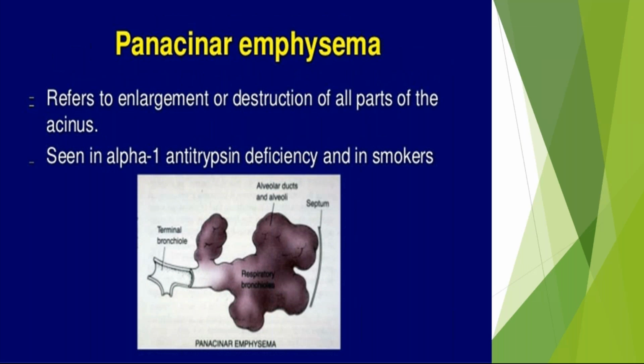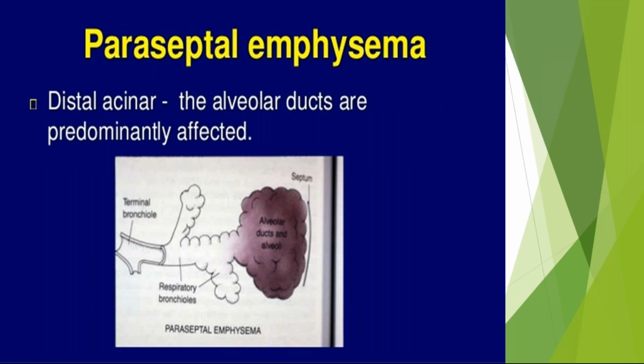Coming to panacinar, this is the enlargement or destruction of all parts of the acinus. This is most commonly due to alpha-1 antitrypsin deficiency and in smokers. This is the picture showing the terminal bronchiole, respiratory bronchiole, alveolar ducts, alveoli, and septum. In panacinar, there will be enlargement of all parts of the acinus. And coming to the paraseptal variety, it is also known as distal acinar. The alveolar ducts are predominantly affected, as shown in this picture.